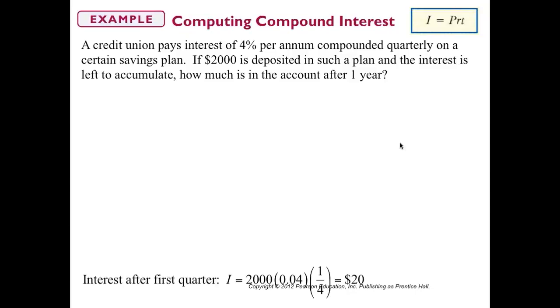We are going to start with, hold on one second, this doesn't appear to be working.